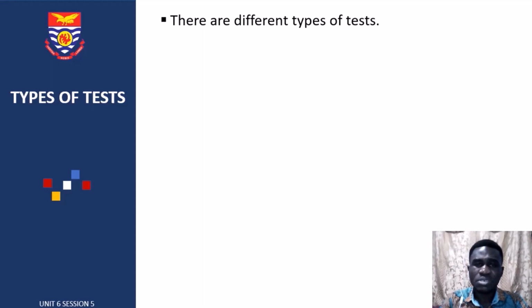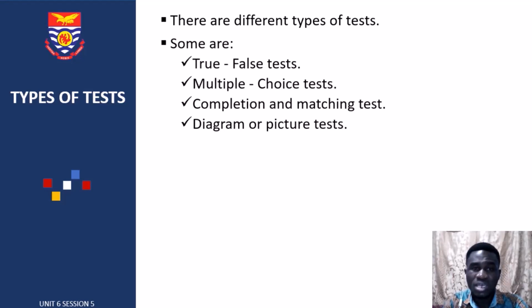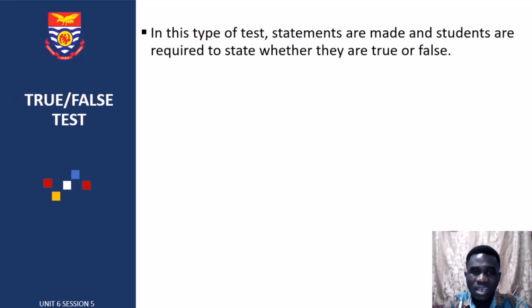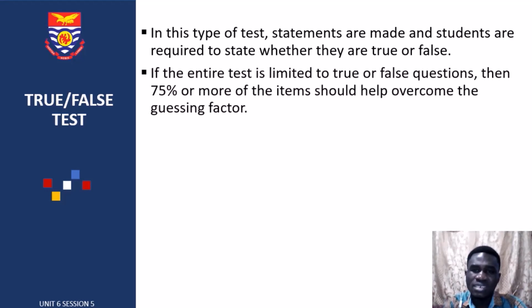So what are the types of tests? There are different types of tests available to you as a teacher. Some of them are the true or false test, multiple choice test, completion and matching test, and the diagram or picture test. Now let's look at the true or false test. In this type of test, statements are made and students are required to state whether they are true or false. And if the entire test is limited to true or false questions, then 75% or more of the items should help overcome the guessing factor.